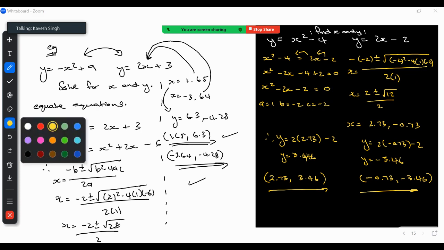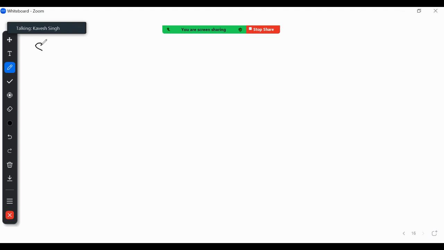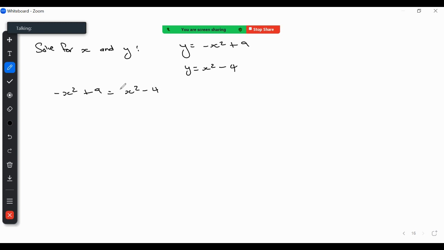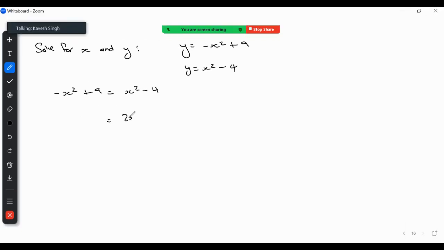Okay, let's move on to the next type. The next type we're going to be doing is where we want to solve simultaneously, but we're given two parabolas, y equals negative x squared plus 9 and y equals x squared minus 4. So here we would equate them, bring everything onto one side, or bring the x squareds onto one side. Let's say we bring x squared to the right hand side because it's positive. It will become 2x squared. And then 4 plus 9 would get me 13.